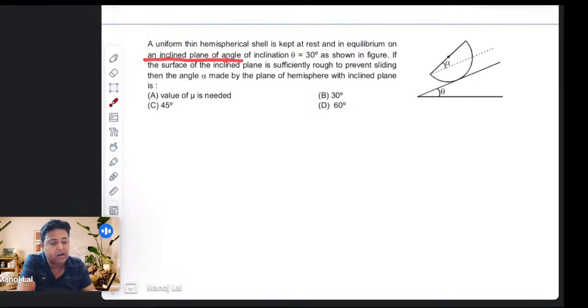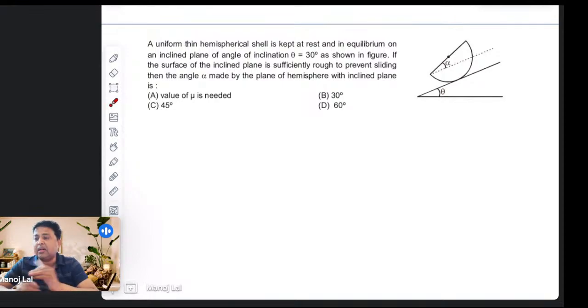on an inclined plane of angle of inclination 30 degrees, as shown in the figure. If the surface of the inclined plane is sufficiently rough to prevent sliding, then the angle alpha made by the plane of the hemisphere with the inclined plane is. So if this hemisphere is in equilibrium, you have to find the angle formed by the plane of the hemisphere with the inclined plane. This angle we have to find, alpha. So how will you do this question?